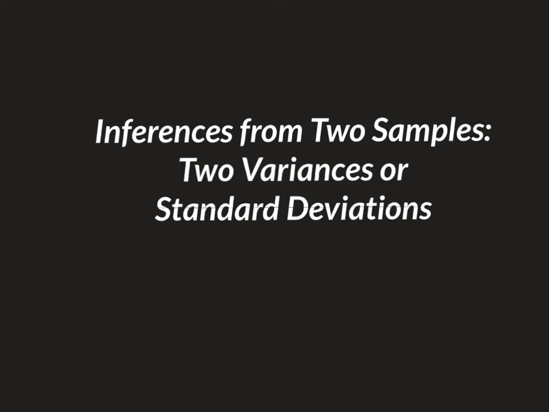All right, new section today, inferences from two samples. We're doing two variances or standard deviations. We've already done in this chapter two proportions, two means with independence, two means that were matched pairs, and now we're going to two variances or standard deviations.